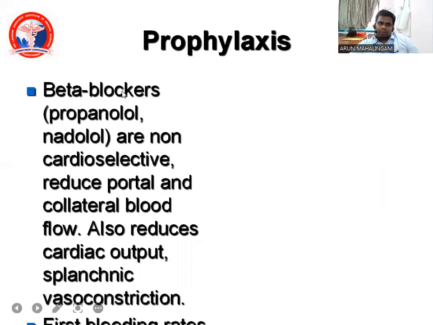And the patient can be put on beta blockers such as propranolol and nadolol, non-selective, to reduce the portal collateral blood flow and also reduce the cardiac output. And in all these cases, the patient is put on a restrictive, controlled resuscitation.